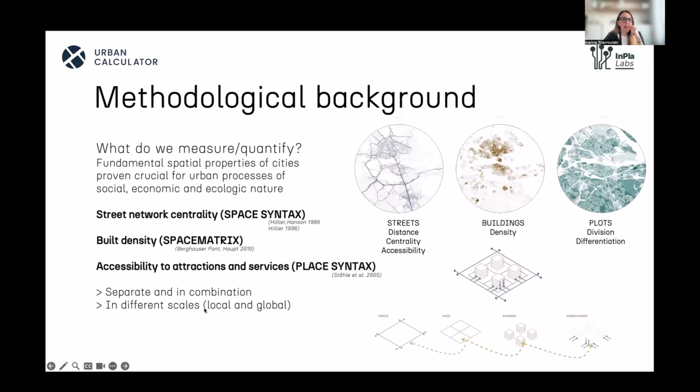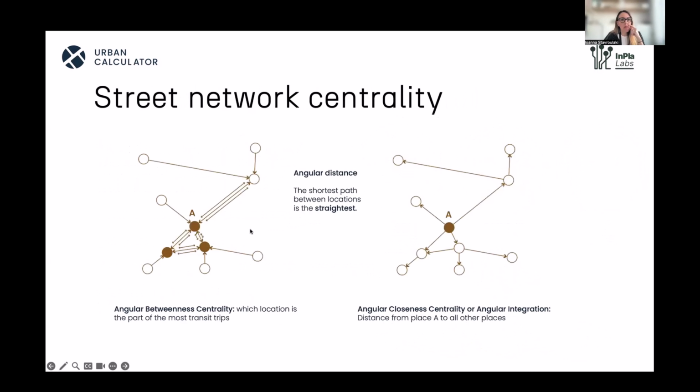So I will say a few words about these 3 properties. I will start with street network centrality. How we measure this is we have 2 main measures of street network centrality. One is called angular betweenness centrality, and there we see which location, which street is part of the most transit trips, which streets mediate movements and trips, shorter and long trips in the city.